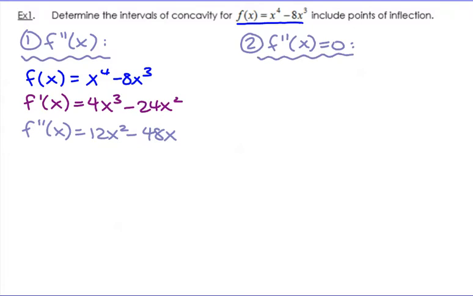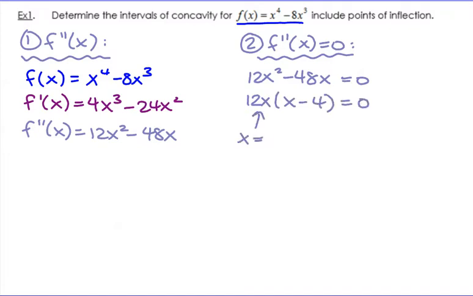Okay, so you have 12x squared minus 48x equals 0, and since we have two x's, it's probably a good idea to factor. Solving this one, I'm going to get an x value of 0, and solving this one, I'm going to get an x value of 4. Both of those are x values for my points of inflection, which I'll do a little bit later. Let's work on just the intervals of concavity for now.